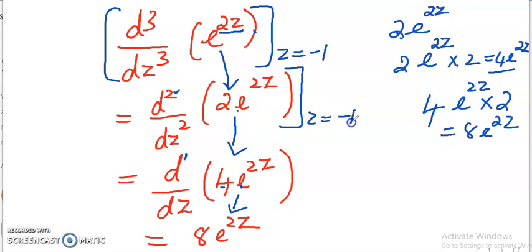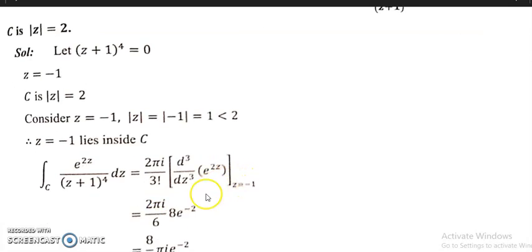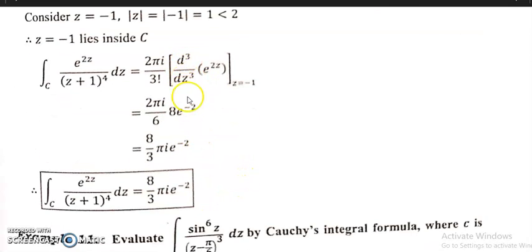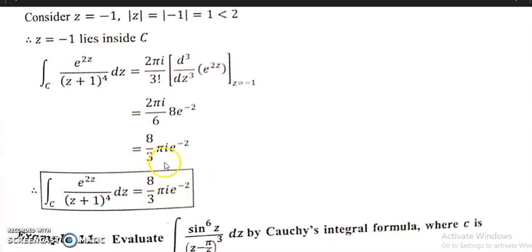So at the point z is equal to minus 1 means 8 e raised to 2 into z, instead of this z you substitute minus 1. That is 8 e power minus 2 is the answer. So we can substitute that in this: d cube by dz cube of e power 2z is 8 e raised to minus 2.